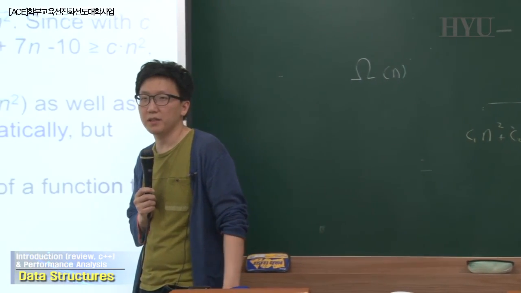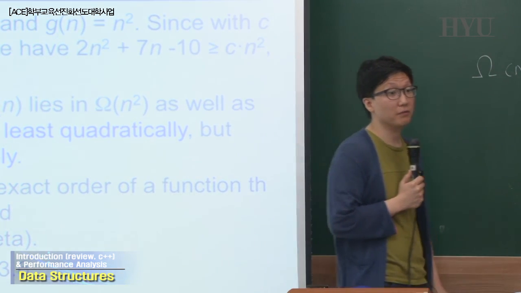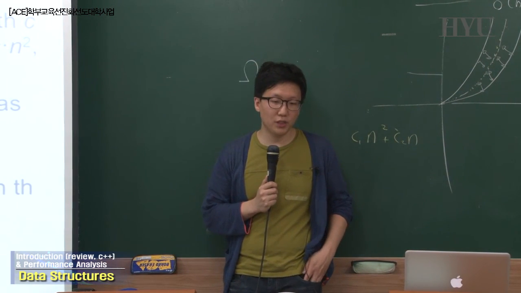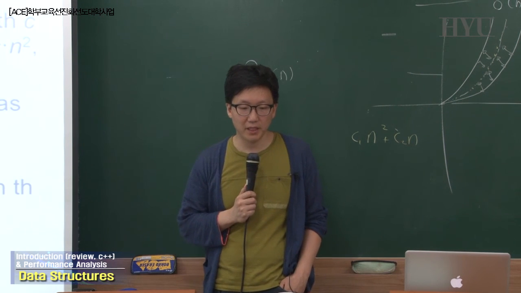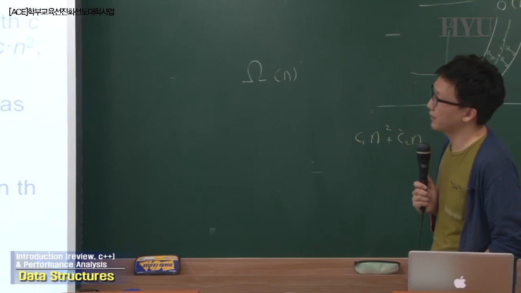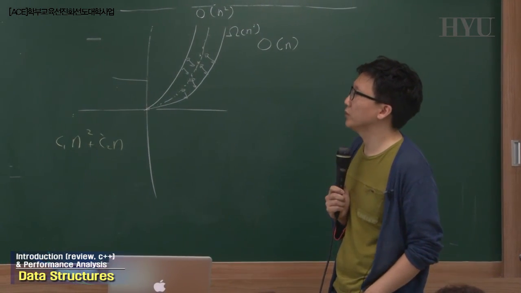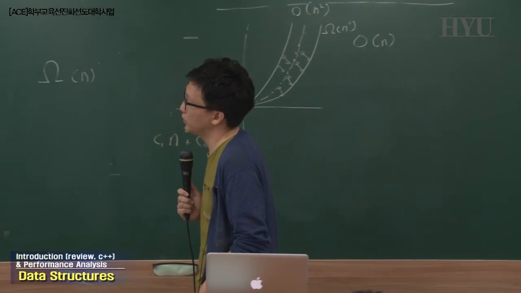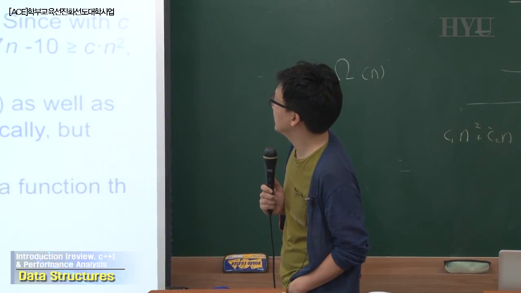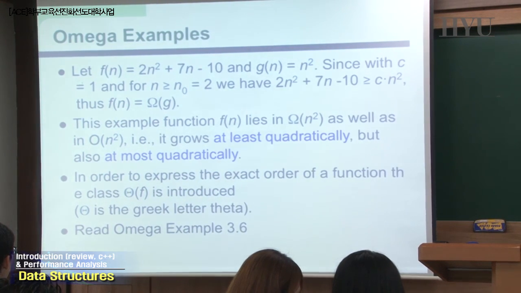So the same type of question can be asked, right? What is the value of n when you're comparing two different functions? What is the meeting point? Let f(n) = 2n squared plus 7n minus 10, g(n) = n squared. Since we see that with c equal to 1, for all n equal to n0, 1, 2, we have 2n squared plus 7n minus 10, and so on, is at least c times n squared. Thus, f(n) is omega of g.